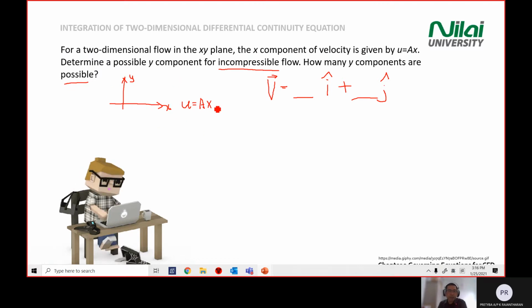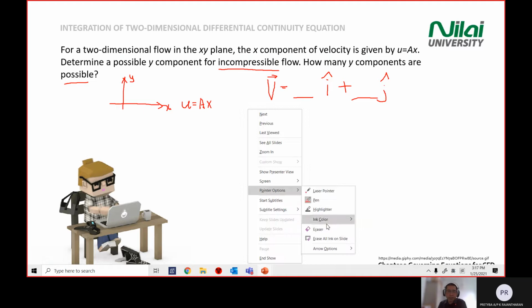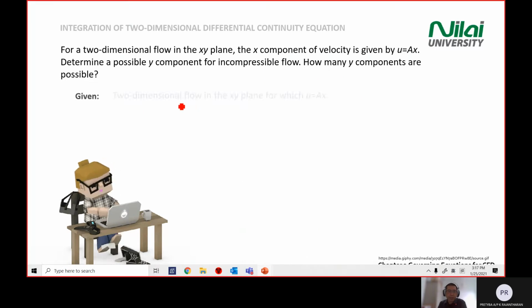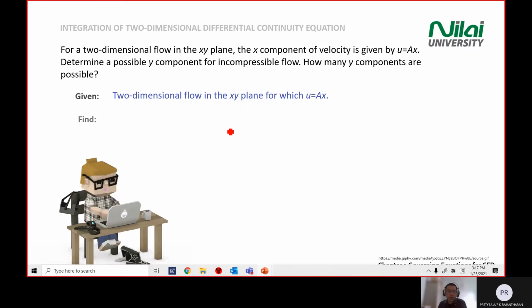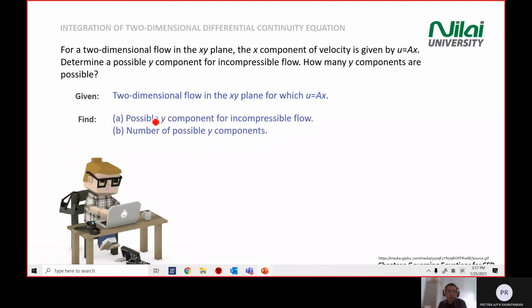Okay, you are given this information. You have a velocity in u. So how do you convert this information into a global velocity component? So what is given? Given the information on the u component, I want to find is there any y component possible or not? And then, how many are possible?